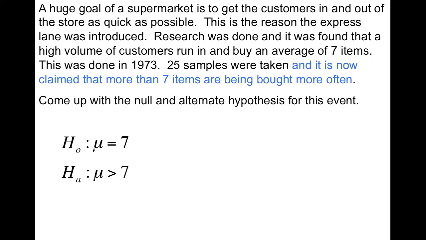Okay, and really start thinking about what these two sentence statements mean. Okay, they mean that the average is equal to 7. Do we need more express lanes? No, because the average is the same as it has been since 1973. Mu is greater than 7. That means the average is starting to increase. The average is getting higher. Maybe the supermarket should change what the express lane is. Should they have more? Should they just increase the items? But these are the things I want you to start thinking in the back of your head. What do these statements actually mean to the situation?